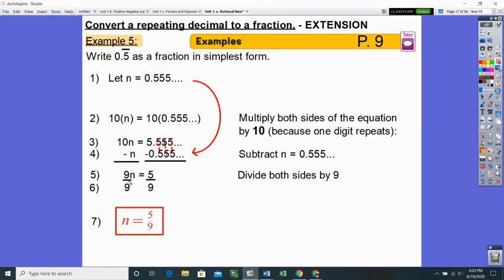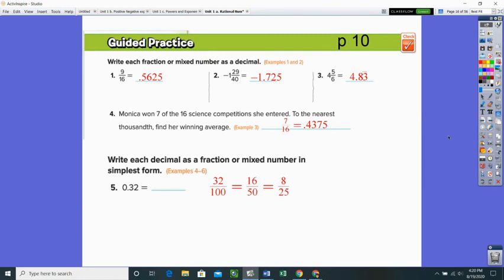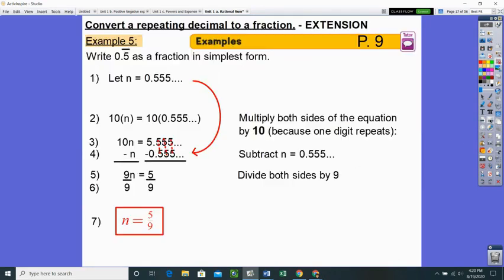Some of you are going to remember from a one-step equation, divide both sides by 9 to undo multiplying by 9. And there is my fraction for 0.5555, which is 5 over 9. And if you don't believe me, pick up your calculator and put 5 divided by 9 and see what decimal shows up. So this is an extension. I just wanted to show you that you can take a repeating decimal and write it as a fraction, but you have to use some algebra in between. So I'm hoping that everybody was A-okay up through here. If this is a little bit gritty, that's okay, but I wanted to expose you to it.